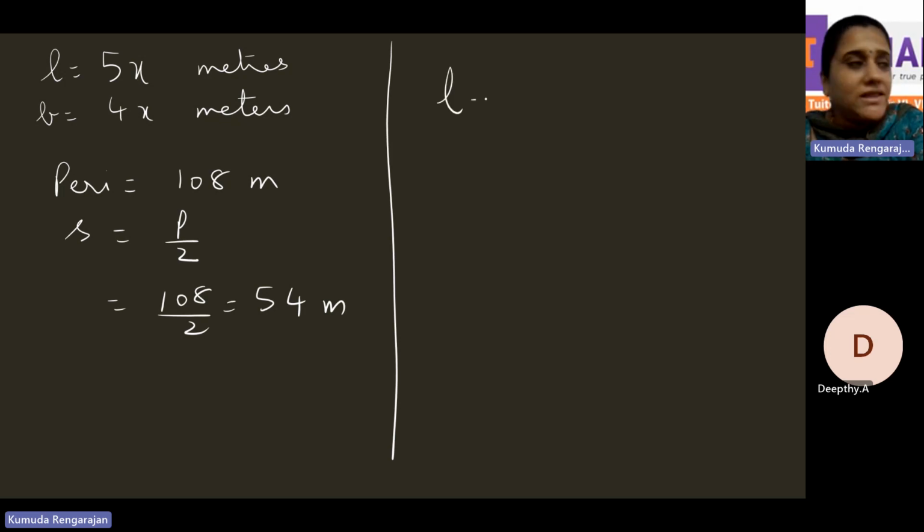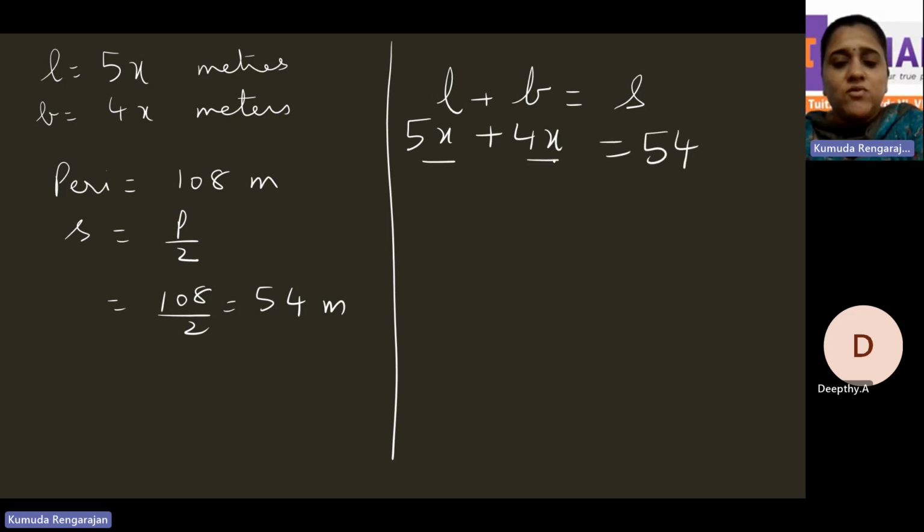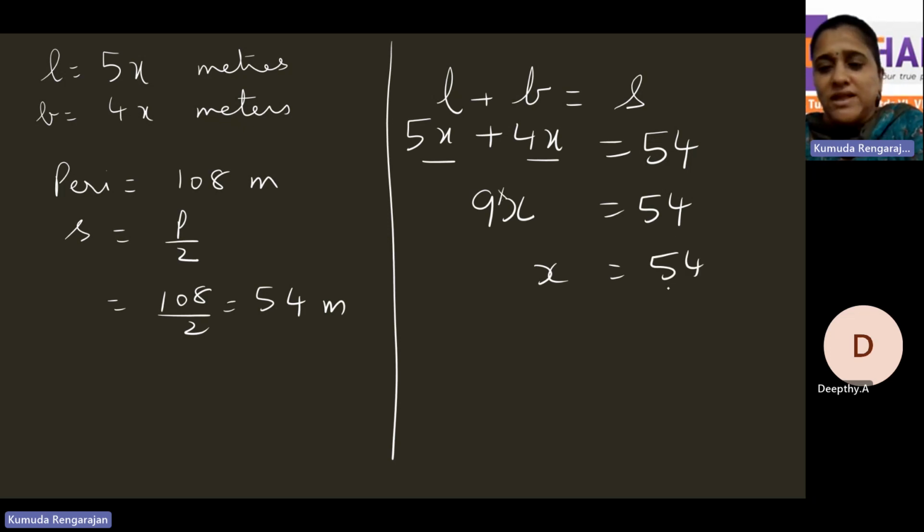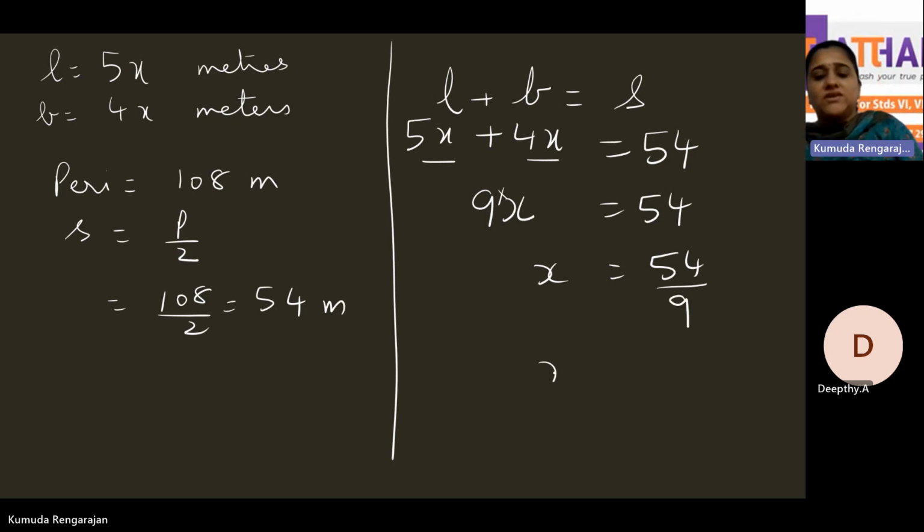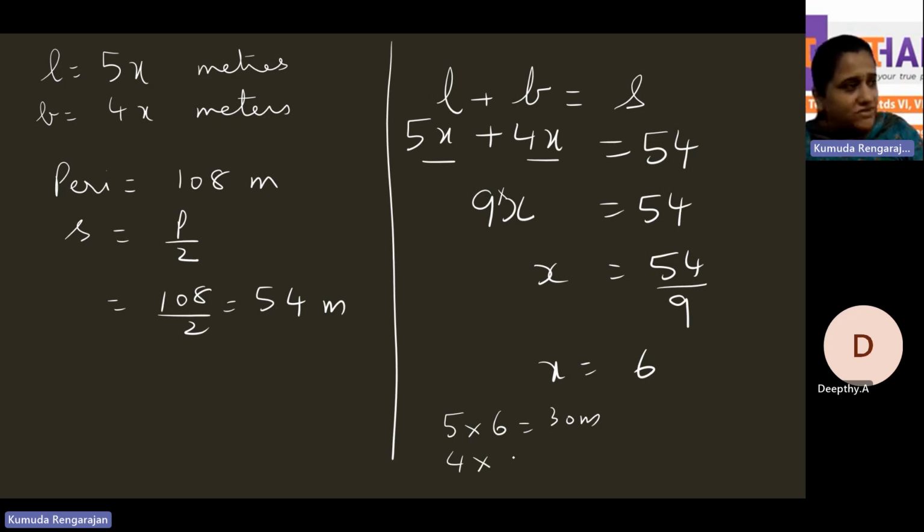We should write the formula first. Length plus breadth is equal to the semi-perimeter. Length is 5x plus breadth is 4x is equal to the semi-perimeter, which is 54. Now 5x plus 4x is 9x is equal to 54. So x is equal to 54, this multiplied by 9 will come to the other side for division. So x is equal to 6. Now after finding x, you should not leave the answer there. What is the length and breadth? So length is 5 into x, 5 into 6, 30 meters. And breadth is 4 into x, 4 into 6, which is 24 meters.